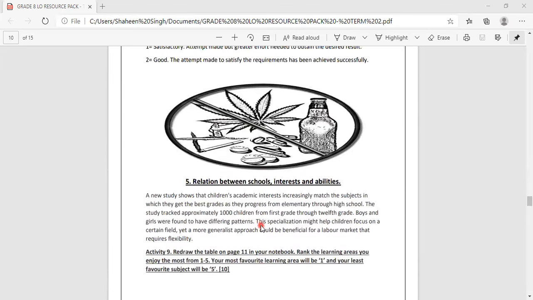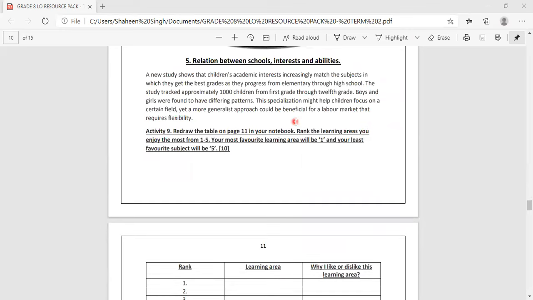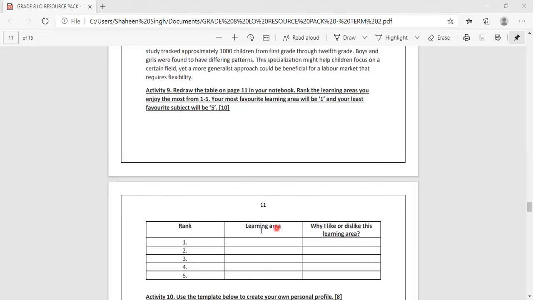So, to remind you once again, boys and girls, for the week ahead, I, Mr. Essing, would like you to complete activity 8, which involves designing a poster on an A4 page to promote substance abuse awareness, and moving on to activity 9, which involves redrawing the table shown on page 11 of your resource pack in your notebook, and ranking the learning areas you enjoy the most from 1 to 5. An explanation is required to be provided for why you like or dislike this learning area.